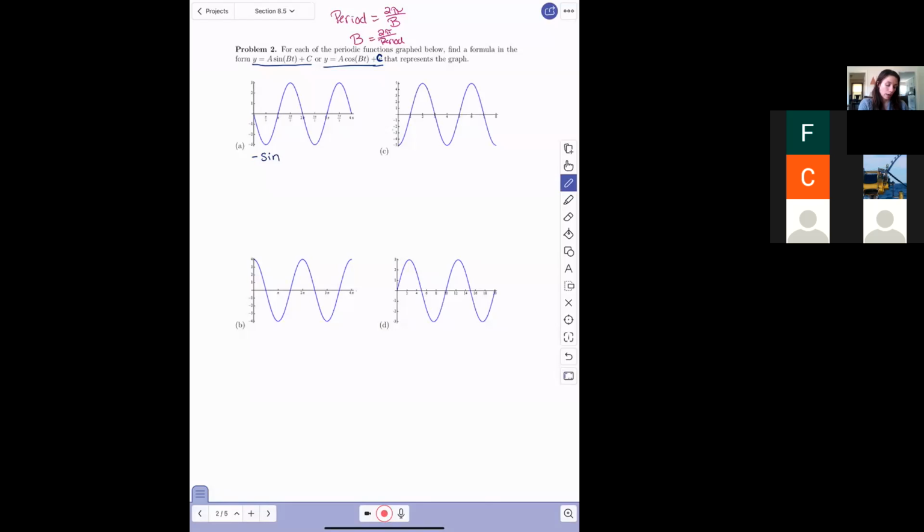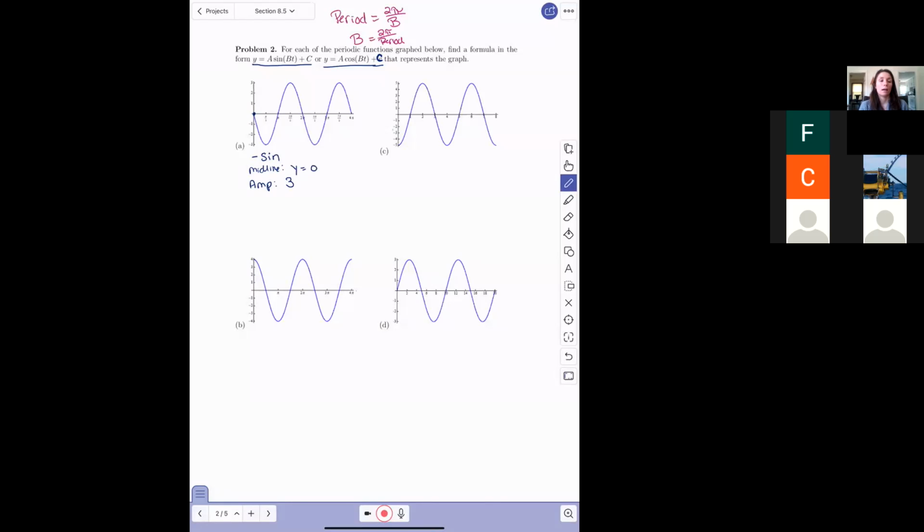Which means that we started at the midline. So what is my midline? Y equals 0, good. What is my amplitude? Is it 3? Yep, it's 3.